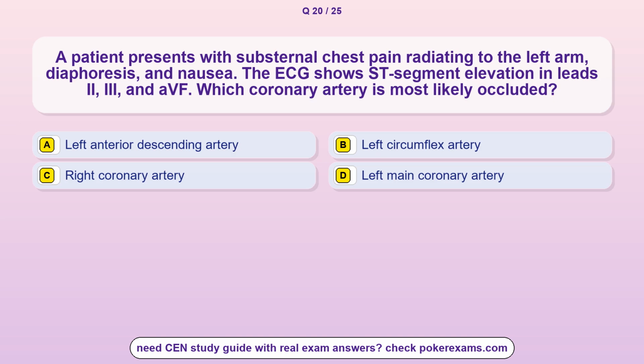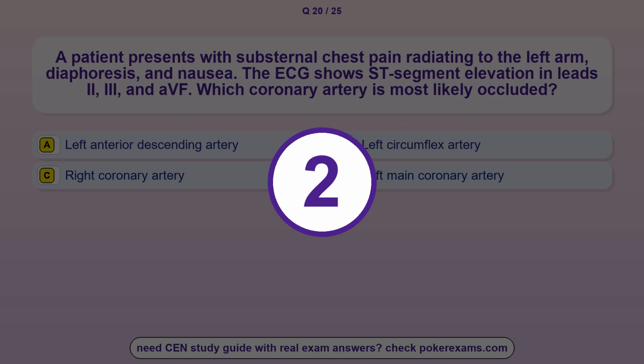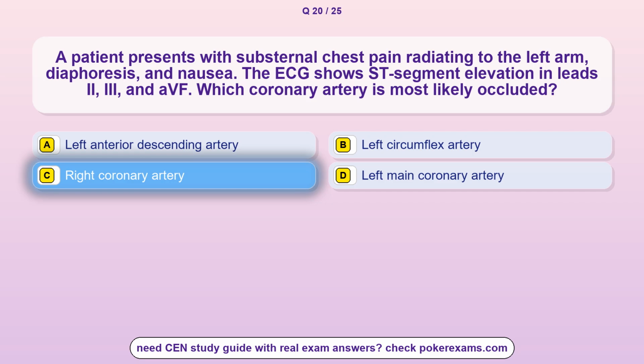Question 20. A patient presents with substernal chest pain radiating to the left arm, diaphoresis, and nausea. The ECG shows ST-segment elevation in leads II, III, and aVF. Which coronary artery is most likely occluded? Option A, left anterior descending artery. Option B, left circumflex artery. Option C, right coronary artery. Option D, left main coronary artery. The correct answer is option C, right coronary artery.